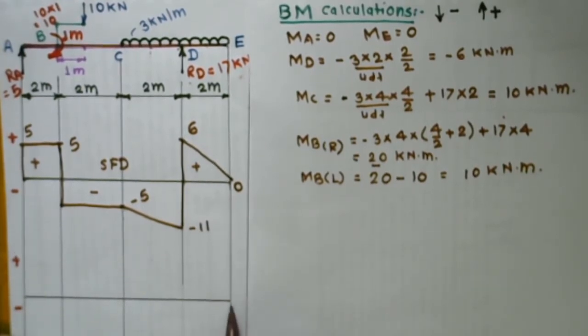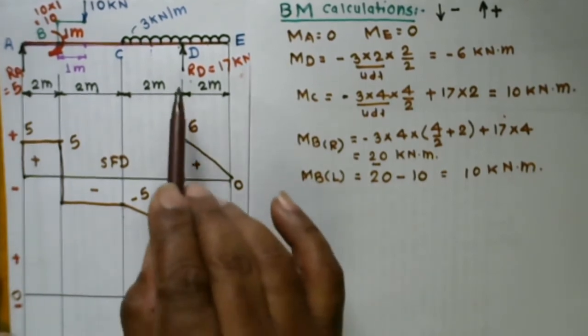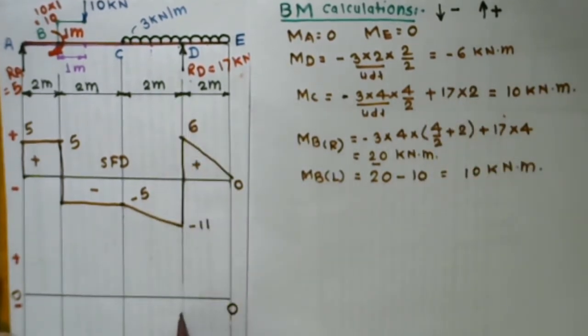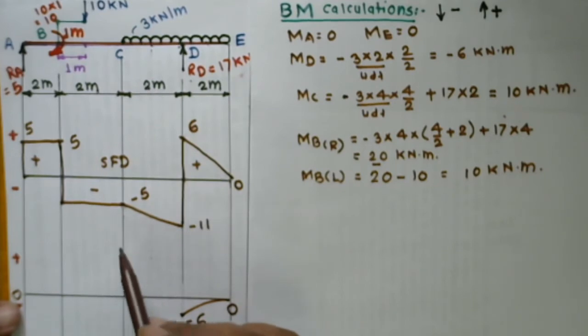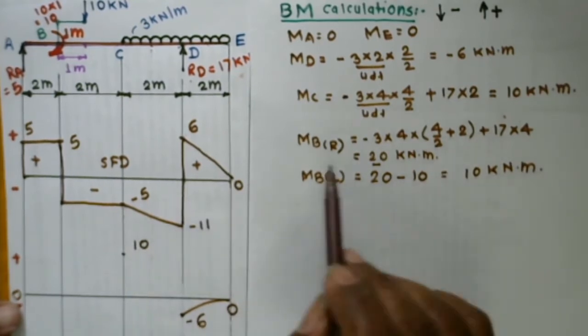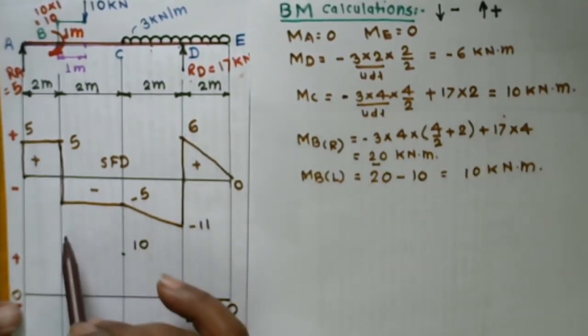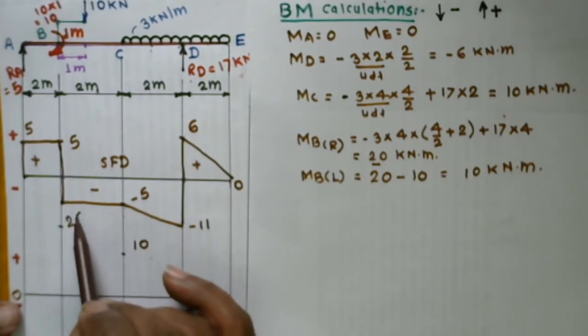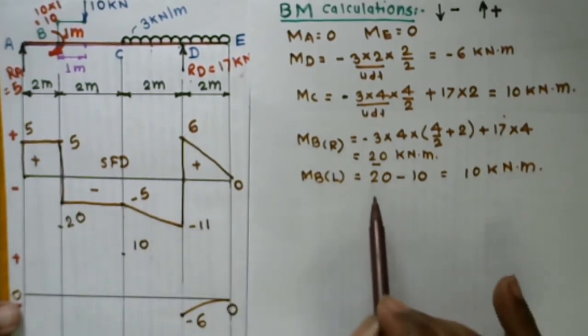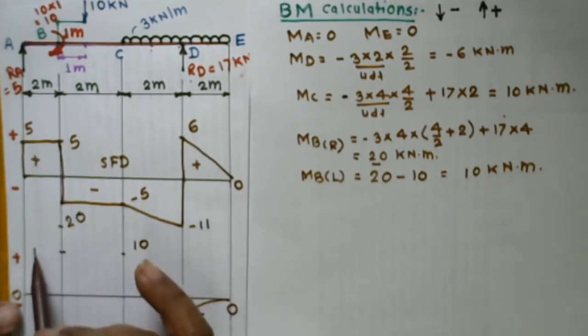Okay, now the next step is to plot the bending moment diagram. At point E, bending moment is 0. At point A, bending moment is 0. At point D, moment is minus 6. There is a UDL, so we have to show it by a parabolic curve. At point C, moment is positively 10. But at point B, it is 20 kilonewton meter, and at the left side, it is again 10.